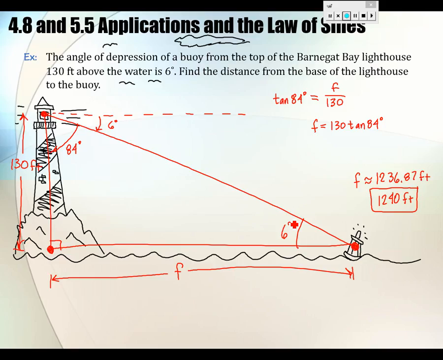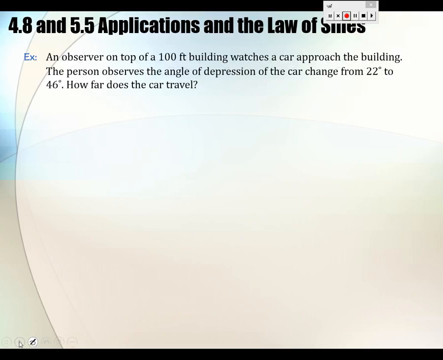Okay. Let's do the next problem. This time, here, you want to read it for us about an observer? An observer on top of a 100-foot building watches the car approach the building. The person observes the angle of depression of the car changing from 22 degrees to 46 degrees. How far does the car travel?